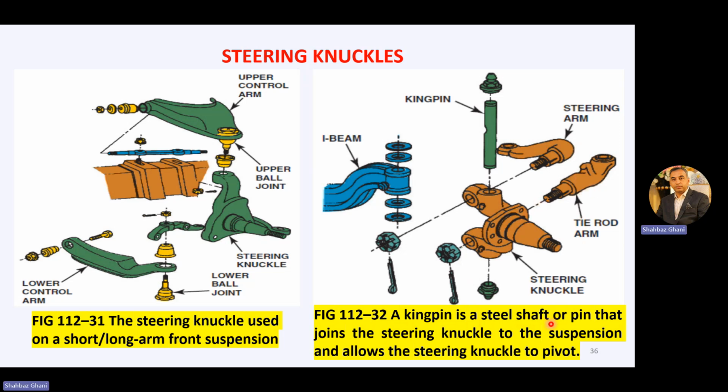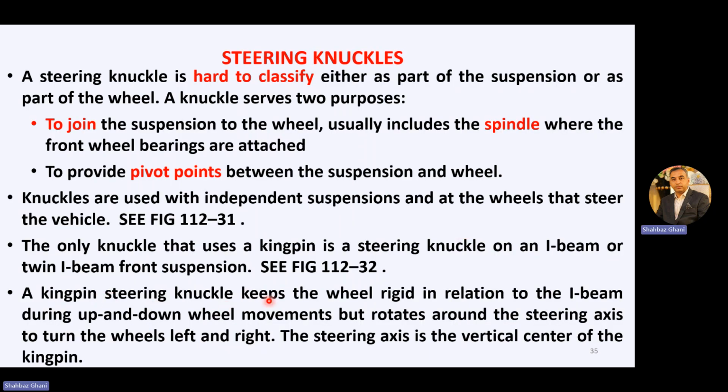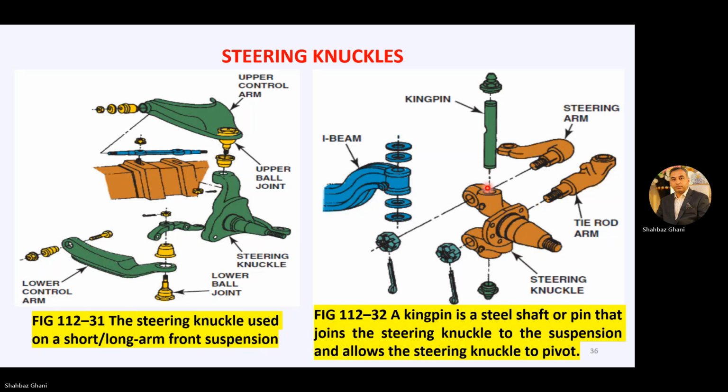A kingpin is a steel shaft or pin that joins the steering knuckle to the I-beam suspension and allows the steering knuckle to pivot, like this. A kingpin steering knuckle keeps the wheel rigid in relation to the I-beam during up and down wheel movement, but rotates around the steering axis. So here it will rotate.